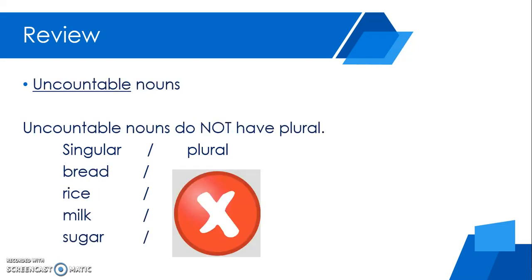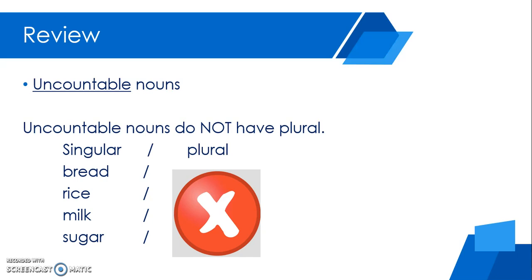And uncountable nouns, remember this is just a review, uncountable nouns do not have a plural. For example, bread does not have a plural form. It would be incorrect to say breads. So we have bread, rice, milk, sugar. Remember that usually uncountable nouns are little grains, like sugar or salt or rice, okay, and liquids. These are the typical uncountable nouns.